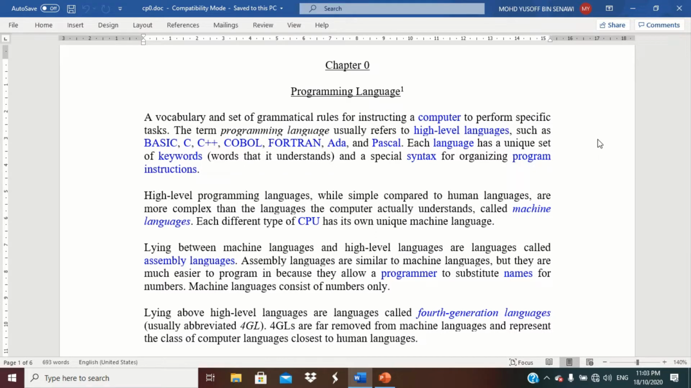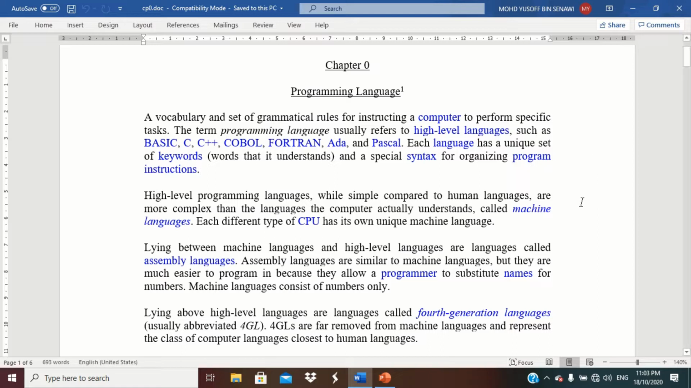So, a programming language basically involves a set of vocabulary and grammatical rules for instructing a computer to execute or perform a specific task. Programming language usually refers to high-level languages such as BASIC, C, C++, COBOL, and so on. Each language has a unique set of keywords and special syntax for organizing program instructions.